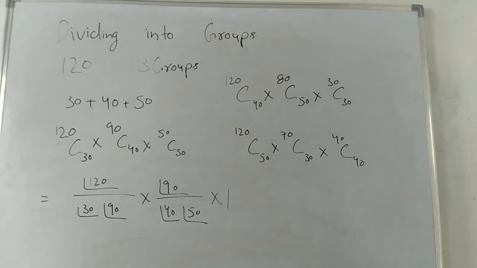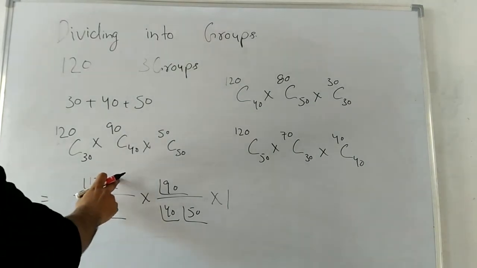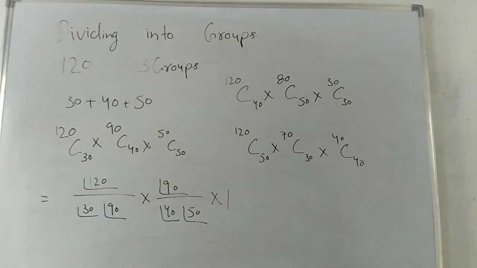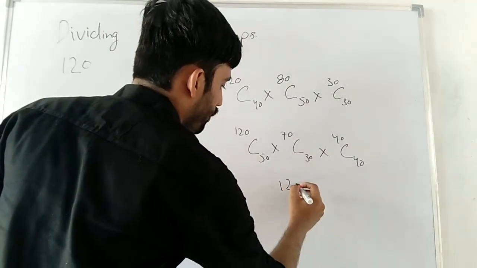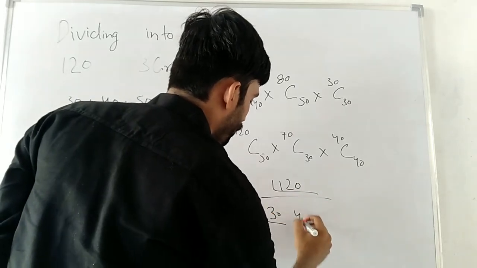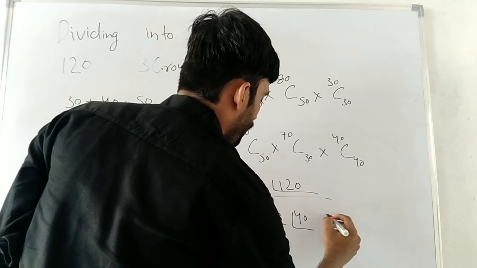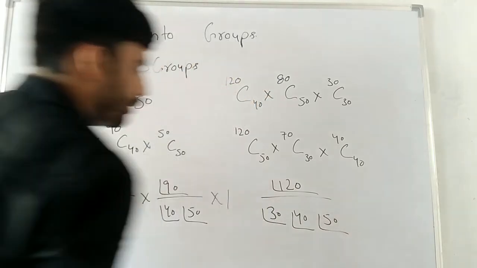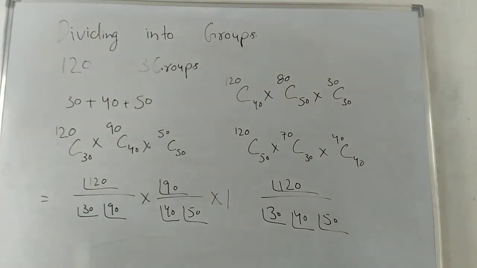It will become factorial 120 upon factorial 30, factorial 40 and factorial 50. This is the case where the order is important for us. We can see that there are three ways of dividing them, but the answer will be the same.